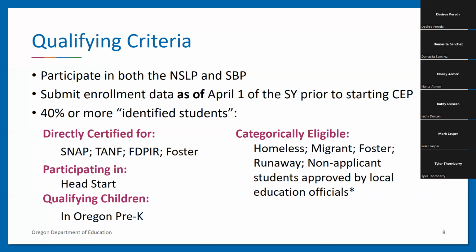by local school officials. All children in Head Start and qualifying children in Oregon pre-kindergarten are considered identified eligible students for the CEP. Please note that the non-applicant students approved by local education officials are applications submitted on behalf of a child by a school official, such as a principal, based on available information.